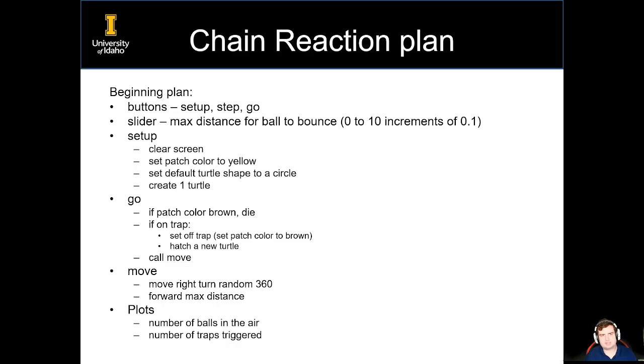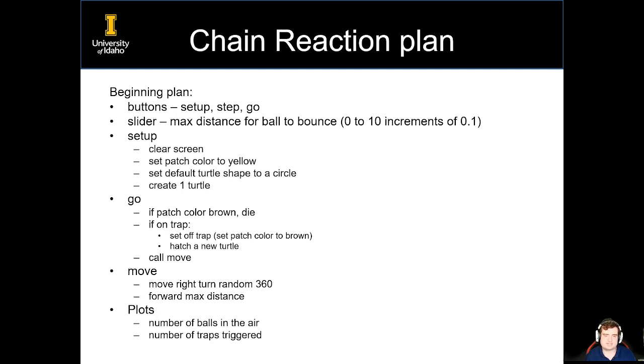So our beginning plan: we need buttons, setup, step, go. We need a slider for max distance for the ball to bounce, 0 to 10, in increments of 0.1. Our setup, we're going to have it clear the screen. We're going to set the patch color to be yellow, set our default shape to be a circle, create a turtle, and whenever we do go, we're going to check if the turtle's on a brown color.